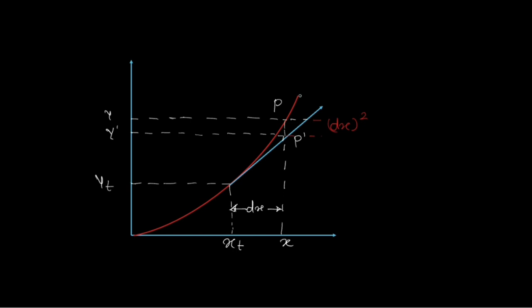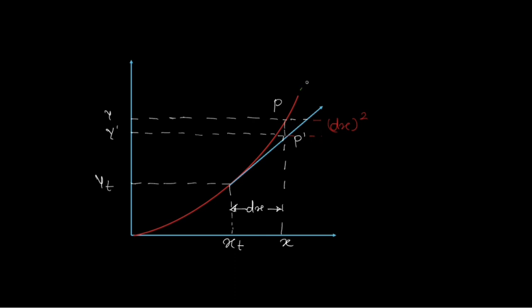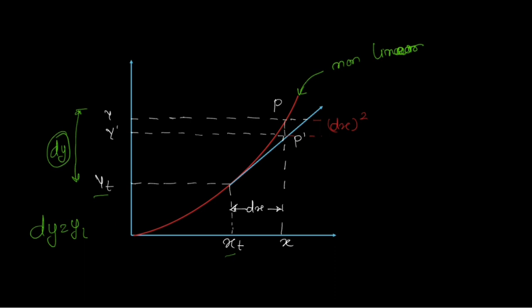Graphically, the red one is the non-linear function. Now just look, yt is the true value represented here, xt is the true value. So yt, the true value, minus y, the measured value, is the dy. dy is the error in the measurement, yt minus y, and dx is the measurement error, xt minus x.